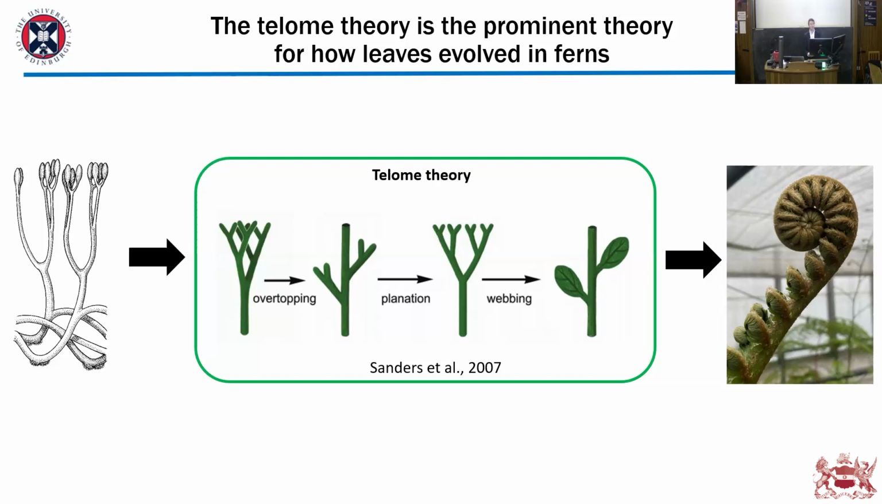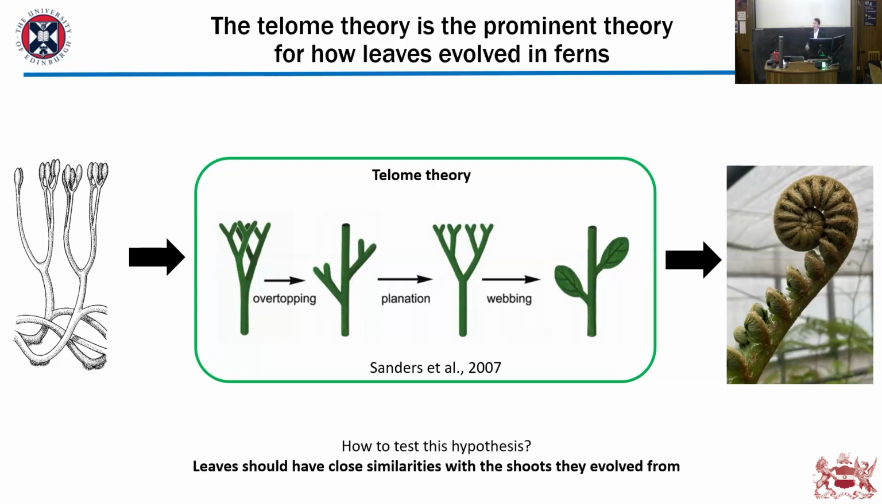Once you have some small side branches, you need the branches within that side branch to all branch in the same plane, giving you a nice flat surface for capturing light. And then finally, you need to produce some tissue, which is going to fill in those gaps and again, improve your ability to capture light. Sounds like a nice theory. There's some evidence to support it, but it's always been a bit of an issue about how you'd actually go about testing this in any sort of formal or meaningful manner.